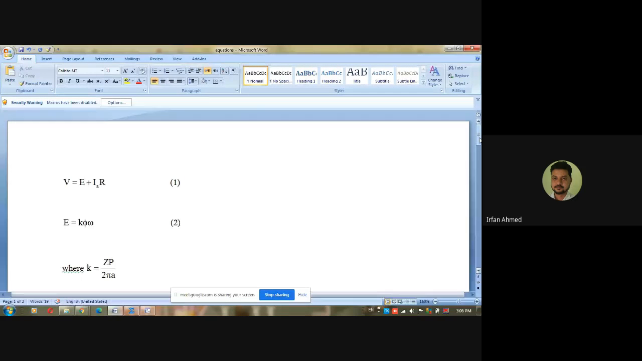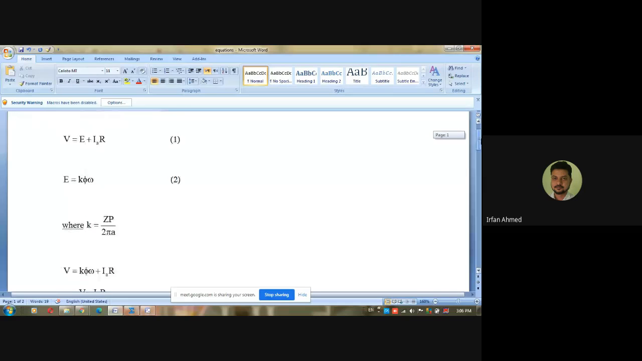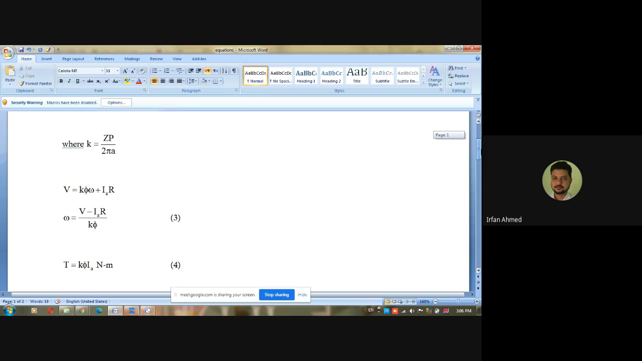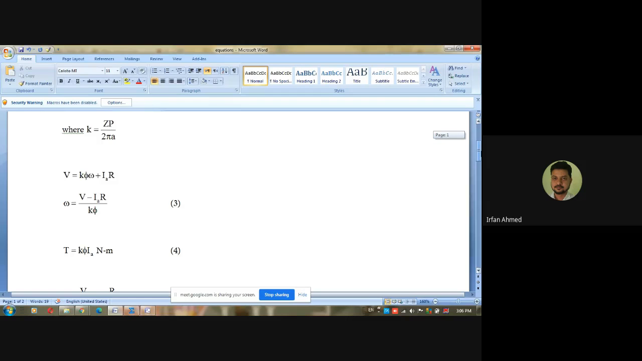V is equal to E plus IaRa, E is equal to K phi omega, where K we knew was a constant once the motor was constructed. We had substituted this and obtained speed omega is equal to V minus IaRa upon K phi. Also, torque is equal to K phi Ia. We had seen that if we are using the SI system of units, both the constants, the back EMF constant and the motor torque constant, are the same.